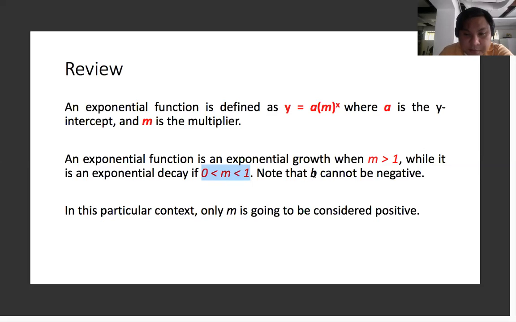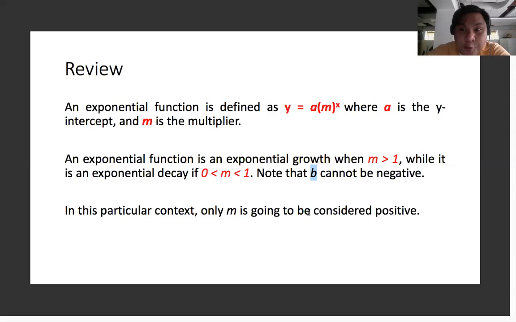Oh, this is not b, but rather it is m. I think I might have slipped my typing there. I did not notice, but when I upload this into our Google Classroom, that will definitely be changed. In this particular context, we're only going to consider m to be positive. A could be negative, but we will keep m to be positive.